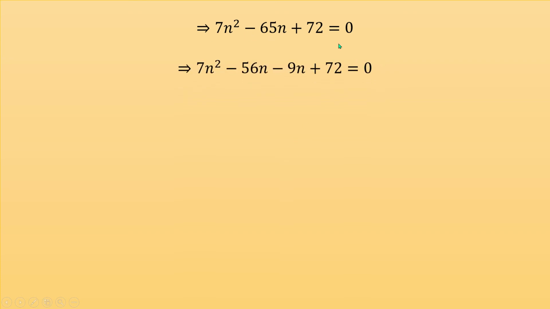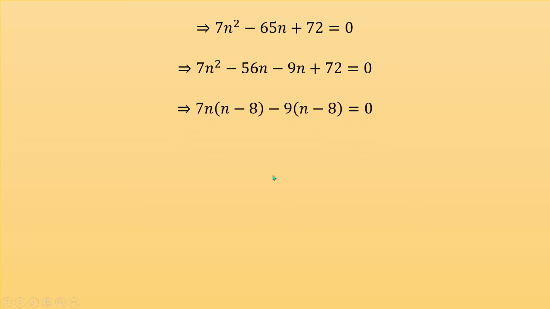Now, okay, 7n square minus 65n plus 72 equals 0. Now resolve into factors, we'll get this, because 65n is equal to 56n plus 9n, and after multiplying this and this, we get the product of 72 and 7n square. So our calculation is correct.